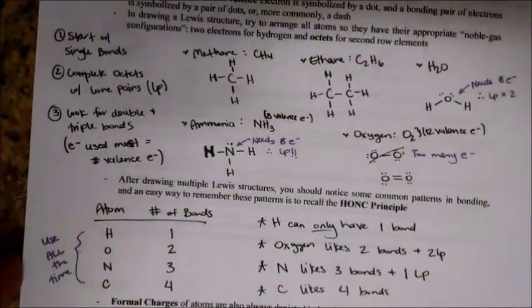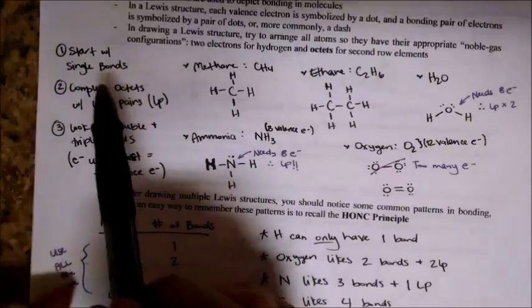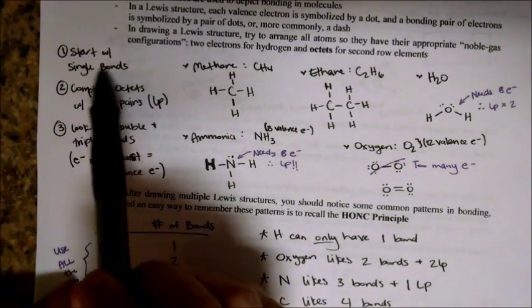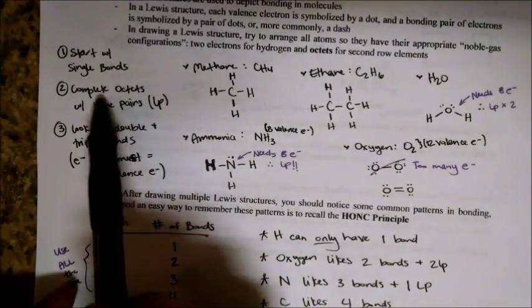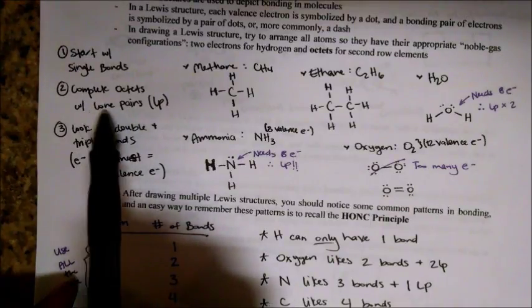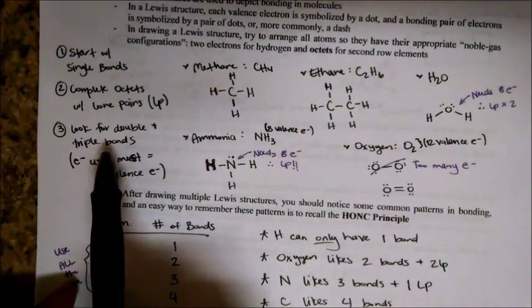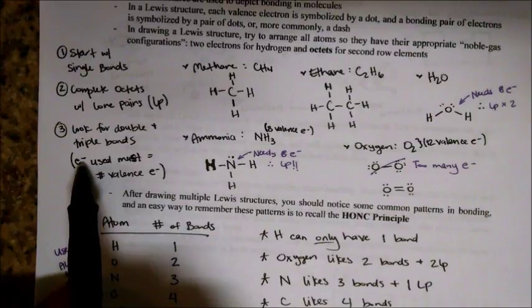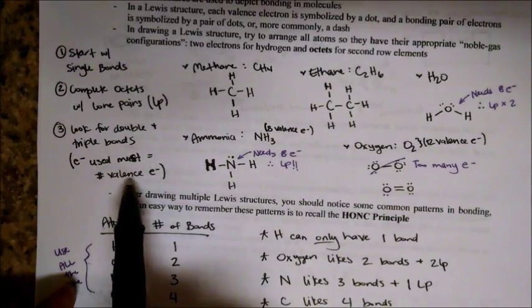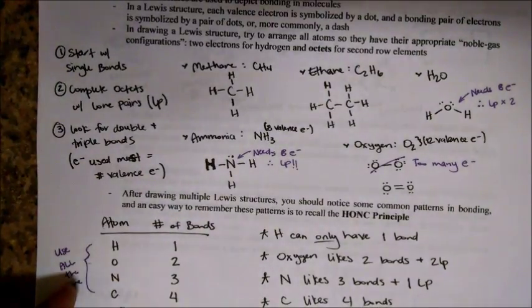So we went over how to draw basic Lewis structures. Remember our basic rules: you just fill in the octets starting with single bonds. If that doesn't work, then you complete octets with your lone pairs. And then we still need to make sure that the electrons we're using equal the number of valence electrons that are available, so be sure to look for double and triple bonds.